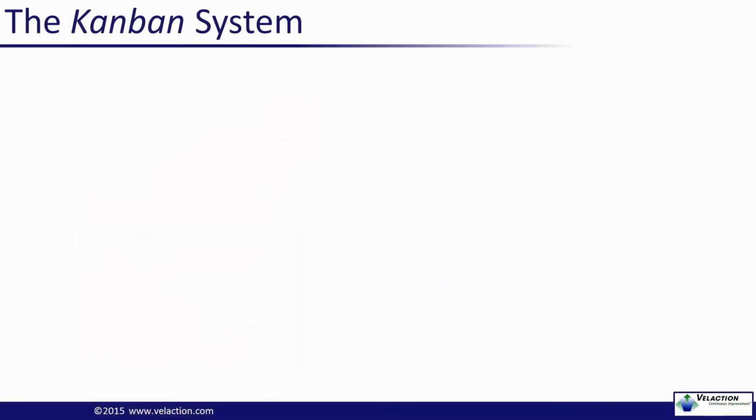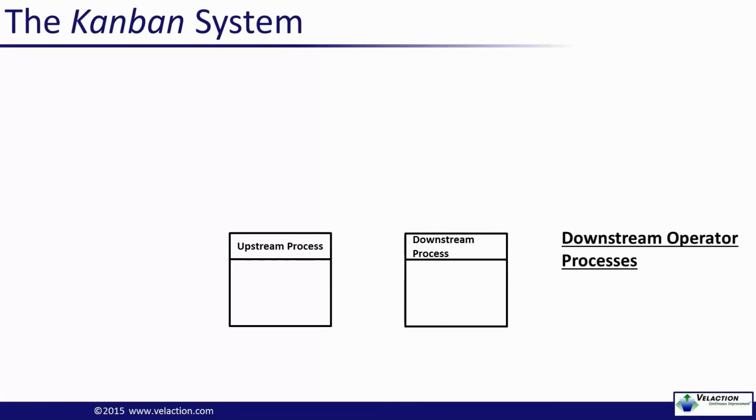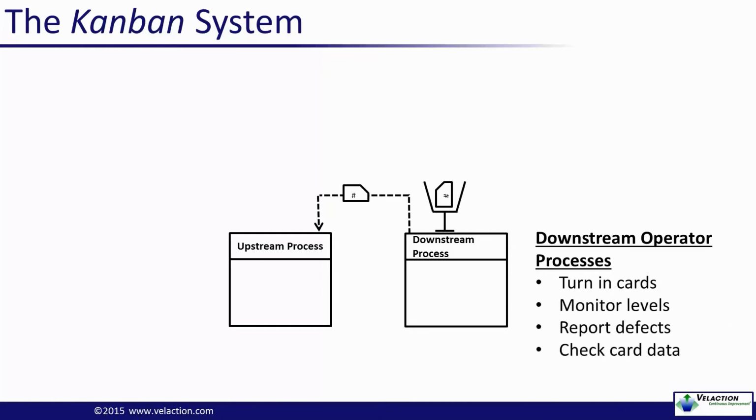So let's look at how the whole Kanban system works together. And to do this, we will focus on the interactions between an upstream and downstream process. Let's start with the processes of the downstream operator. The primary responsibility is to make sure that cards are turned in properly. Some of the cards are sent directly to the upstream process. Others are sent to a Kanban collection point, often called a Kanban post. These posts would contain purchased items or cards that go to work areas that are not located close to the downstream process.